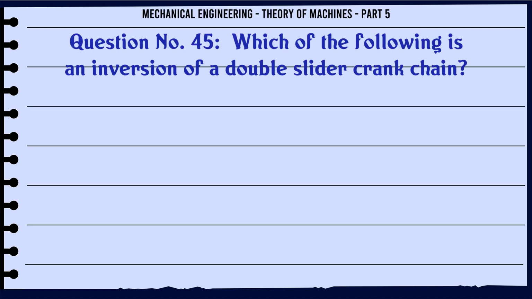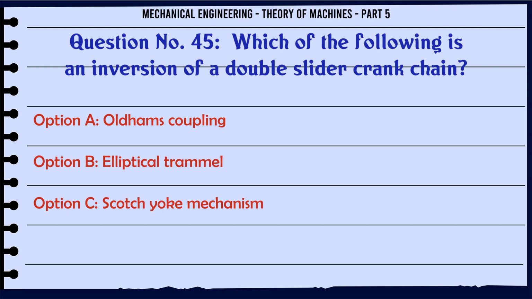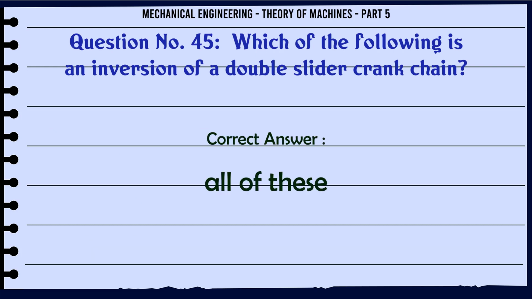Which of the following is an inversion of a double slider crank chain? A. Oldham's coupling. B. Elliptical trammel. C. Scotch yoke mechanism. D. All of these. The correct answer is all of these.